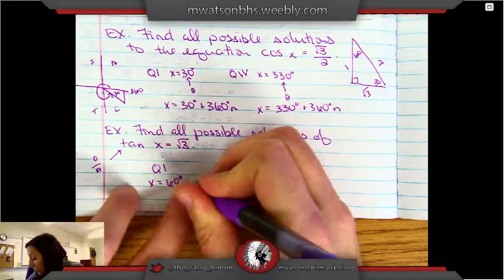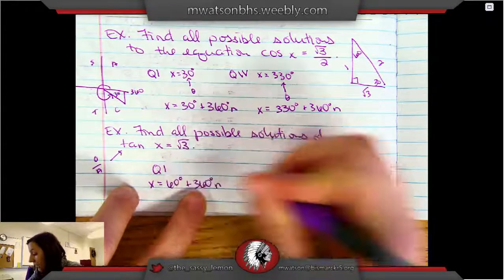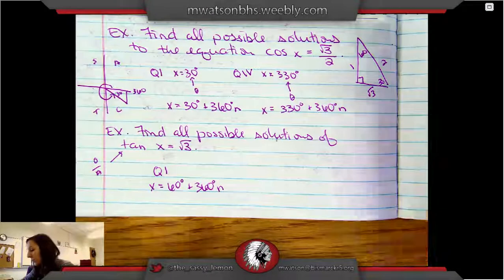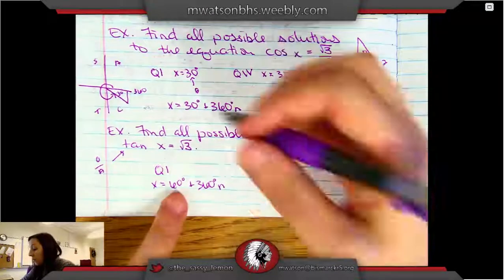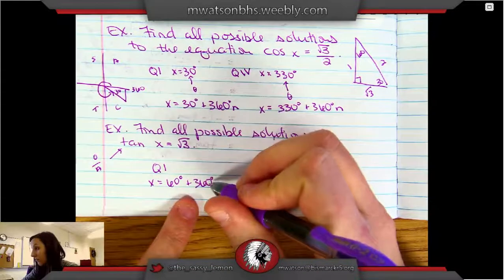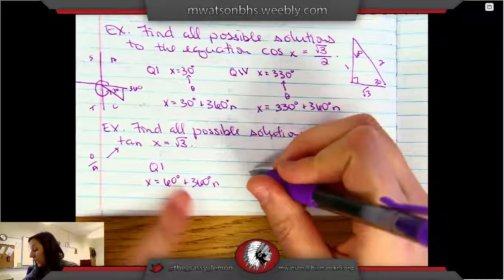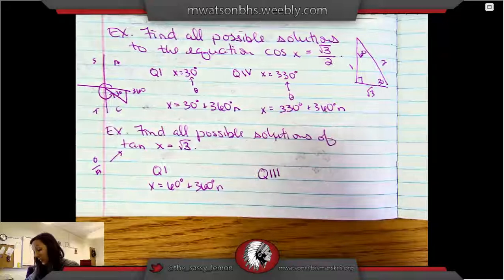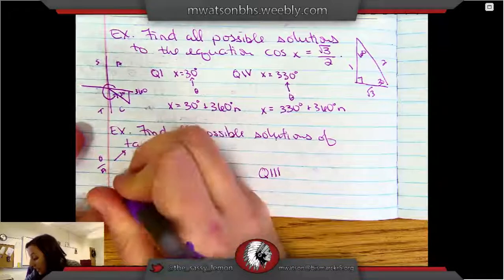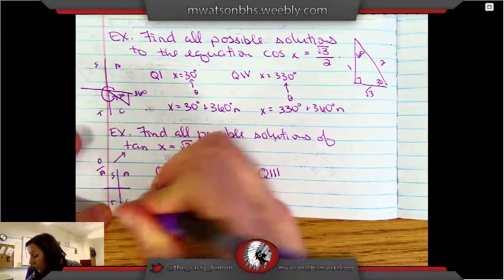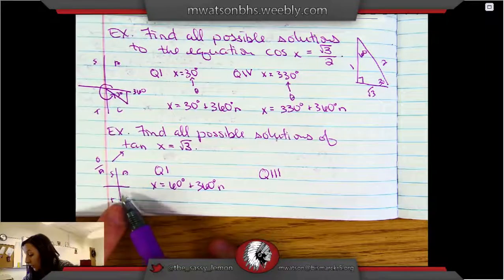And we have to put plus 360 in so that we can account for every rotation in the positive direction and rotation in the negative direction. But I just realized, tangent is also positive in the third quadrant. So I need to figure out where this angle is going to fall in that third quadrant.